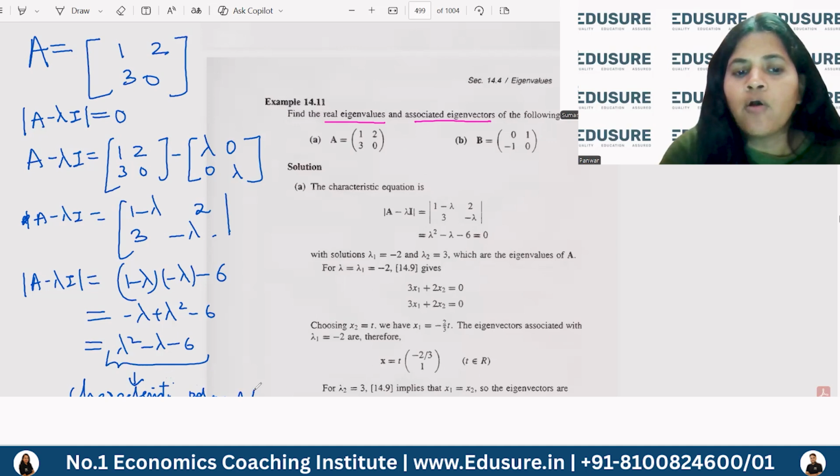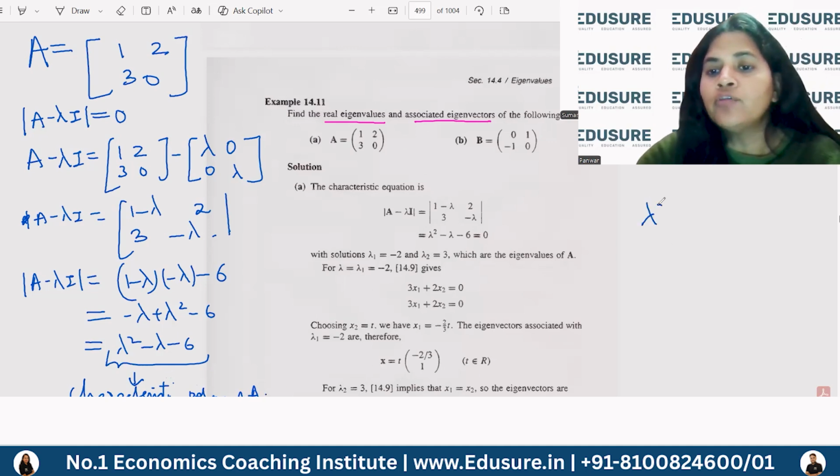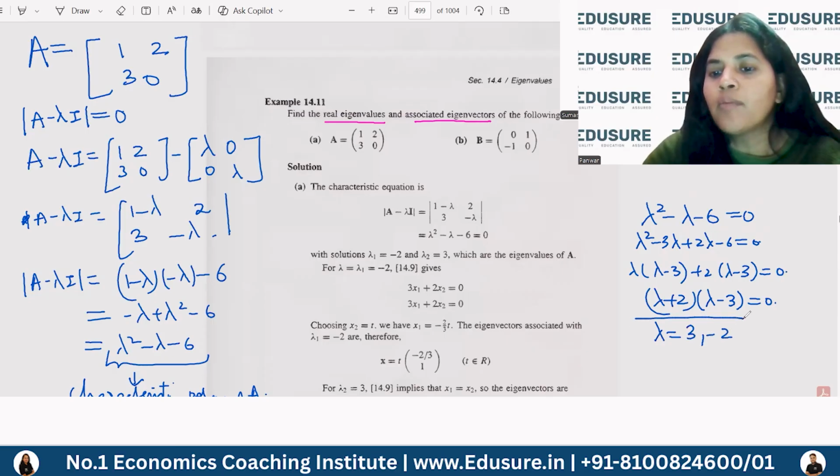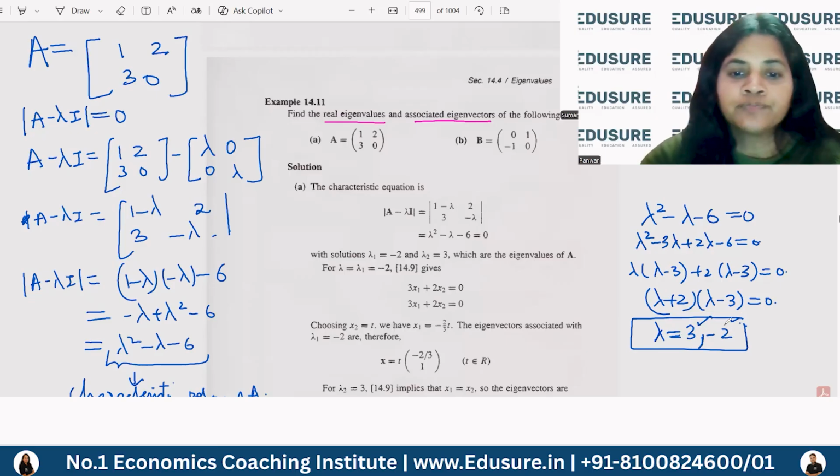This is called the characteristic polynomial of A. Now I want to find the roots of this, because I want the determinant to be 0 for eigenvalues. So lambda square minus lambda minus 6, we split the middle term: lambda, lambda minus 3, plus 2, lambda minus 3 equals 0. So lambda plus 2, lambda minus 3 equals 0, so lambda equals 3, minus 2. These are the two values I'm getting. So what are my eigenvalues? 3 and minus 2.